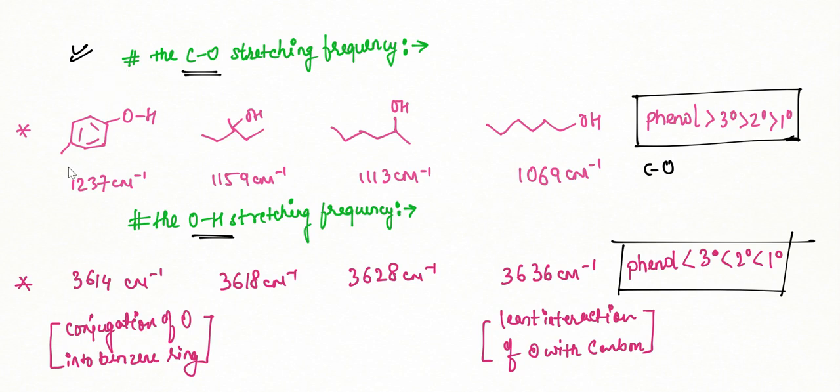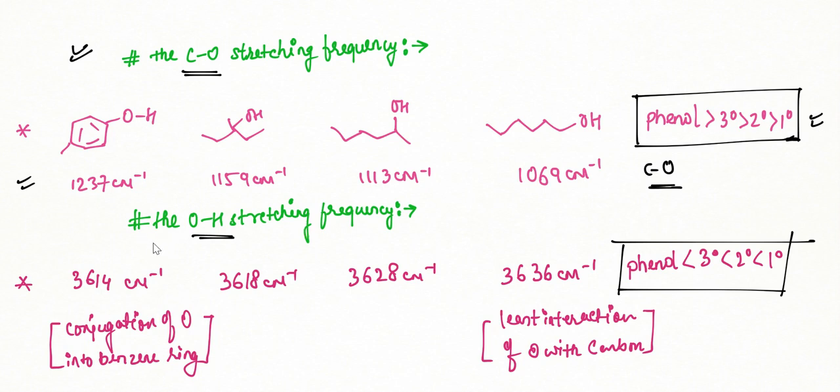So first of all we are talking about phenol over here. In this molecule of phenol we are talking about carbon-oxygen stretching frequencies. So it is 1237 centimeter inverse, going on to 3 degree it is 1159, then 2 degree 1113, then 1 degree 1069 centimeter inverse. So it is decreasing in this order basically.